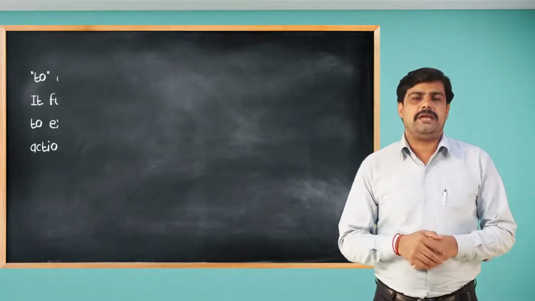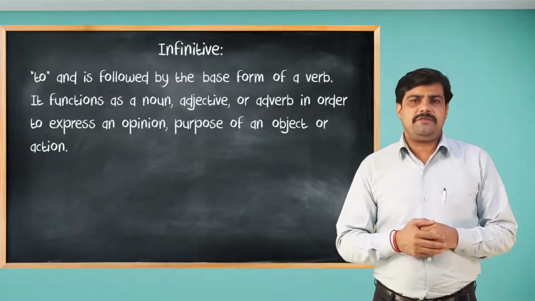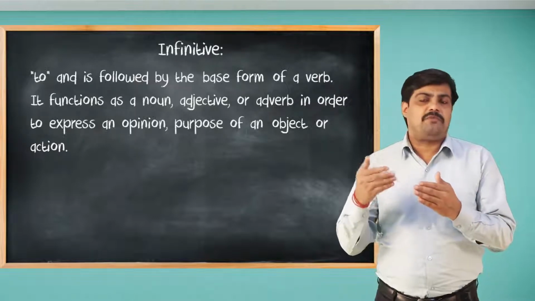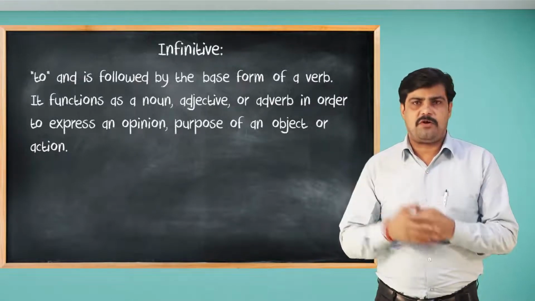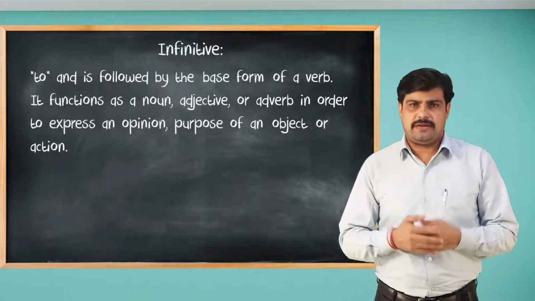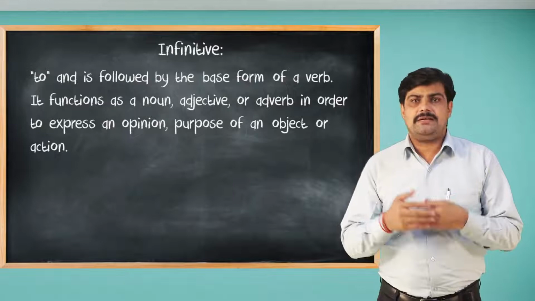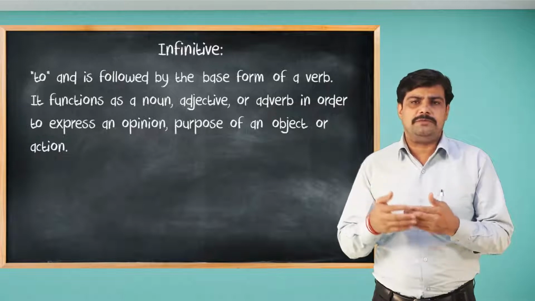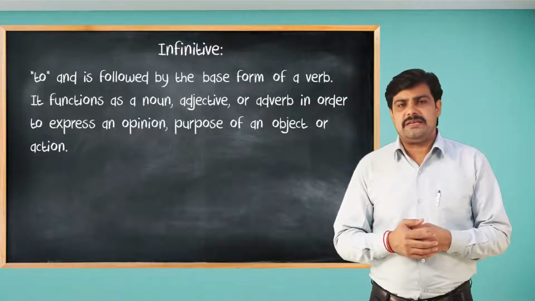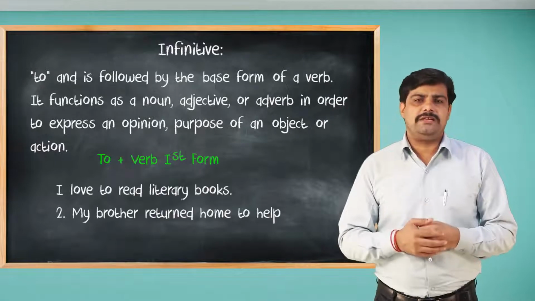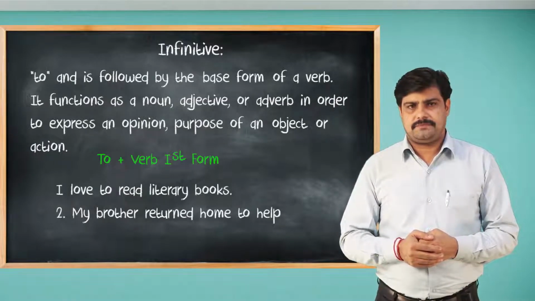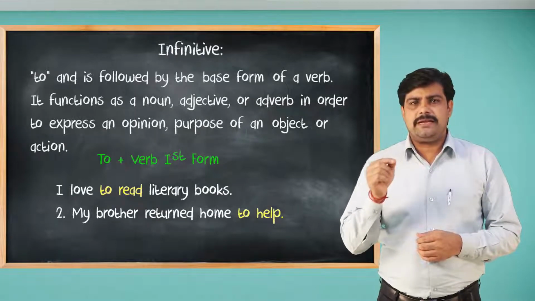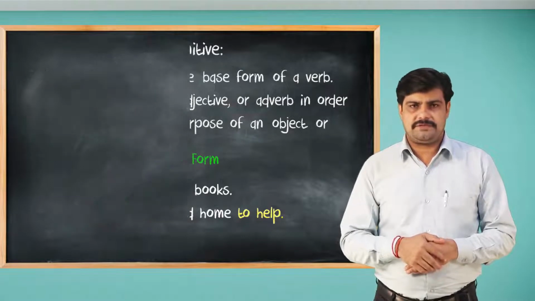Now another category is the infinitive. An infinitive usually begins with the word to and is followed by the base form of the verb, meaning the verb's first form. It functions as a noun like a gerund, as an adjective and as an adverb. In order to express an opinion, purpose of an object or an action, we use infinitives. For example, "I love to read literary books." "My brother returned home to help." So to read and to help here are infinitives.